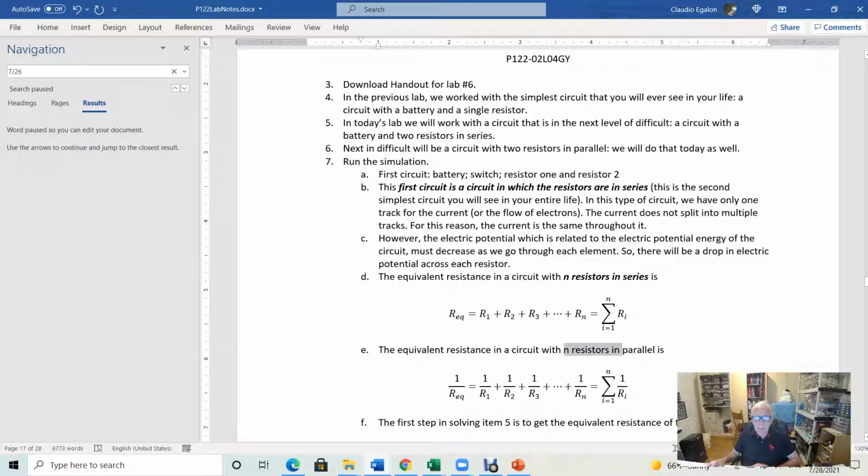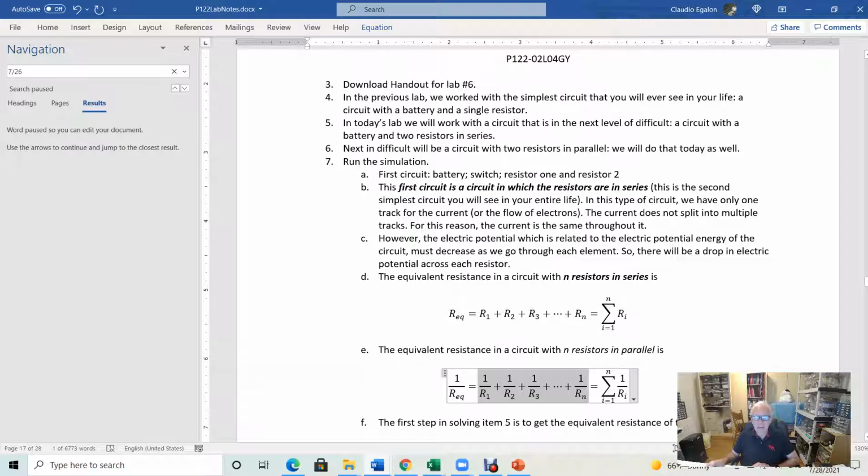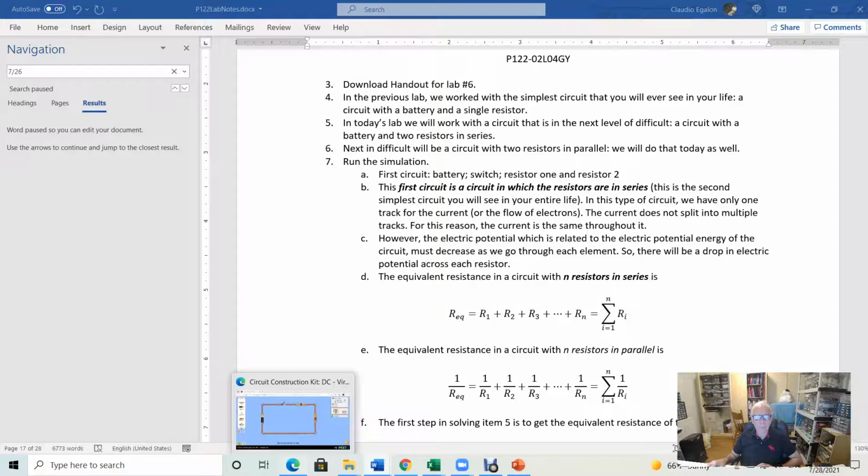If the resistors are in parallel, the situation is the inverse one. See, I have exactly the inverse here. Instead of the sum of the resistances, we have the sum of the inverse of the resistances. The equivalent resistance formula is sort of the inverse. It's very easy to memorize, right? And it has all to do with Ohm's law. So here you go. Let's go.